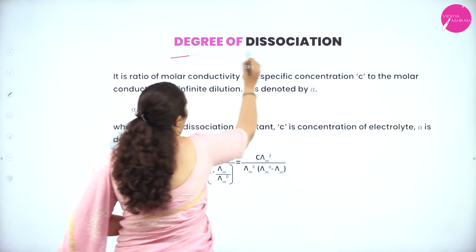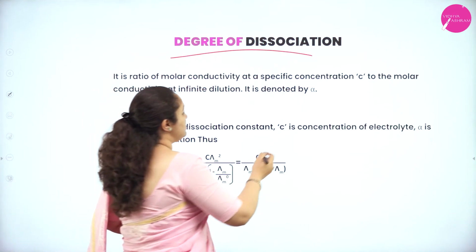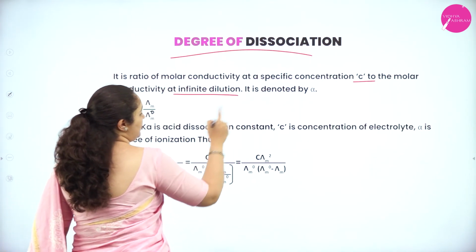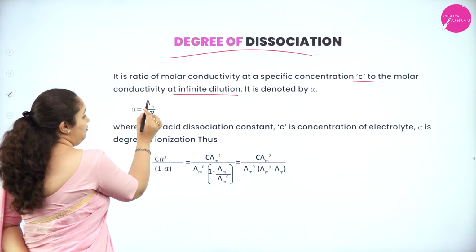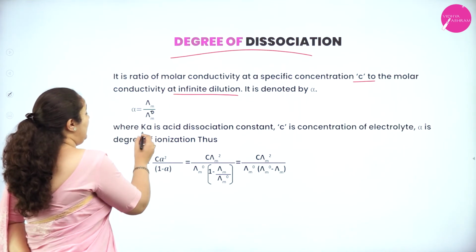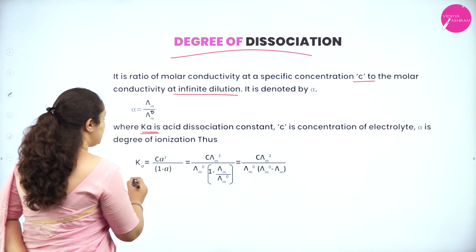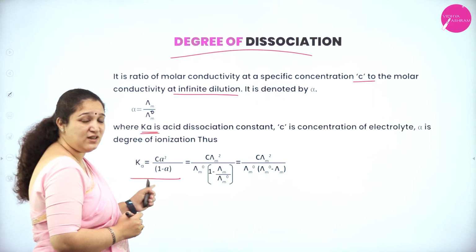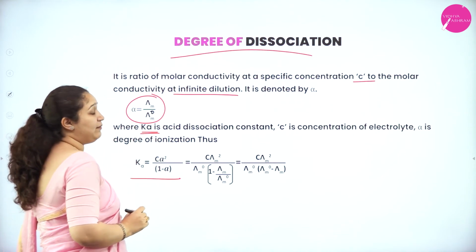Next is degree of dissociation. The ratio of molar conductivity at a specific concentration C to the molar conductivity at infinite dilution is called alpha, that is, the degree of dissociation. So, alpha is molar conductivity by limiting molar conductivity. Okay. Now, Ka, we know that it is the dissociation constant of an acid, and this is the formula: Ka is equal to C alpha square by 1 minus alpha. We have studied this in first year in the equilibrium chapter, isn't it? Now, alpha I know is Λm by Λm°.